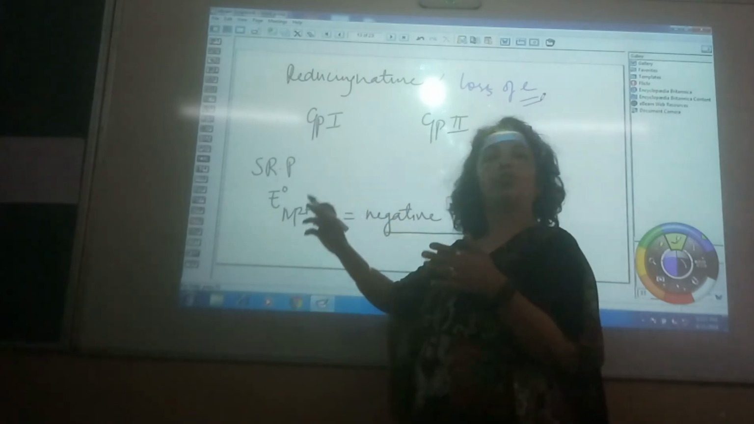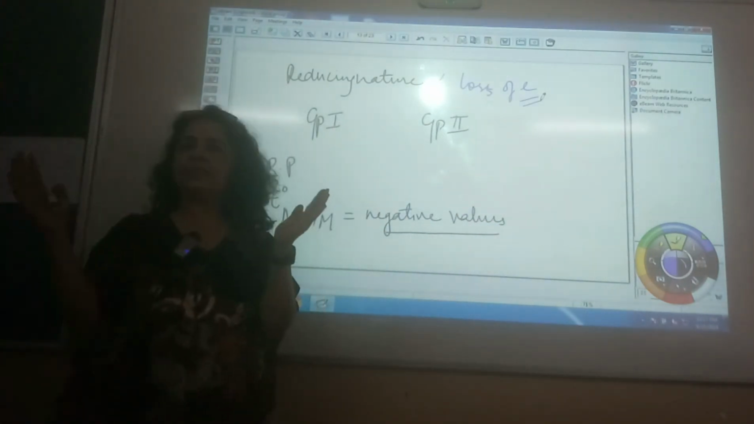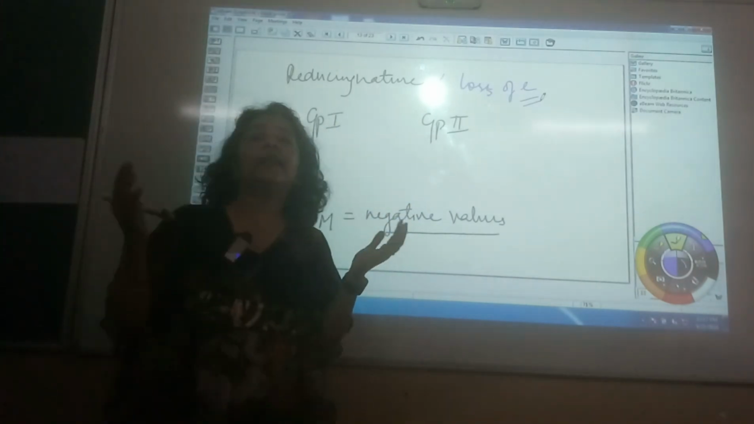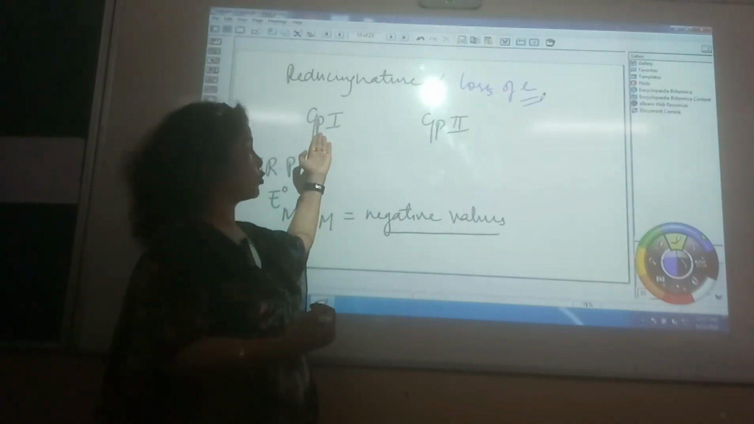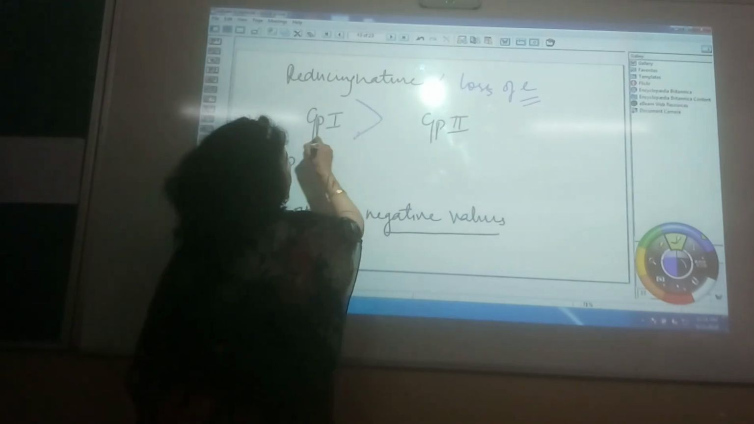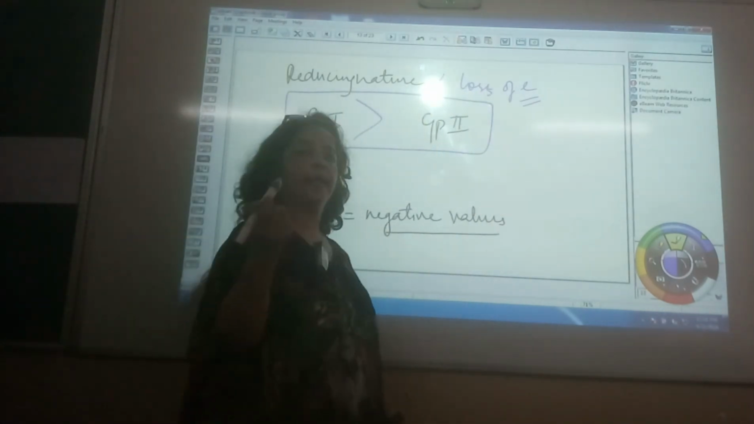The reason why group 1 members are better reducing agents is because their sizes are large as compared to group 2. Also, their ionization energy is low. So they can easily lose electrons as compared to group 2. Therefore, when you talk about reducing character, group 1 is a better reducing agent.